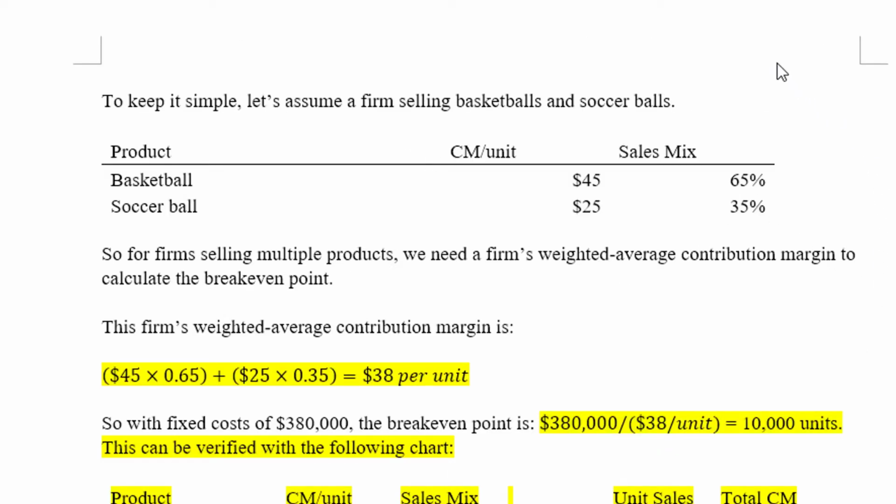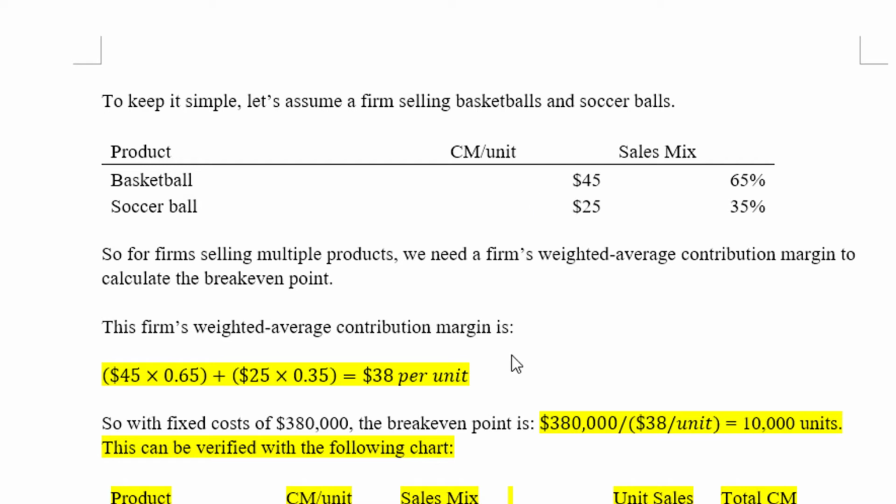Here they sell basketballs and soccer balls. They sell a lot more basketballs, 65% of their sales there. Contribution margin is very different. They make $45 on each basketball after variable cost. They make only $25 on each soccer ball.